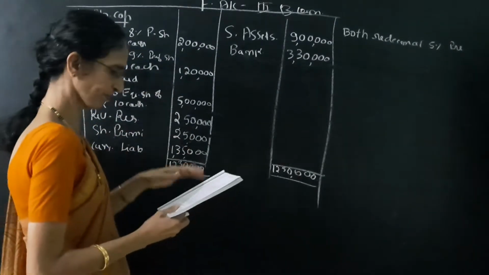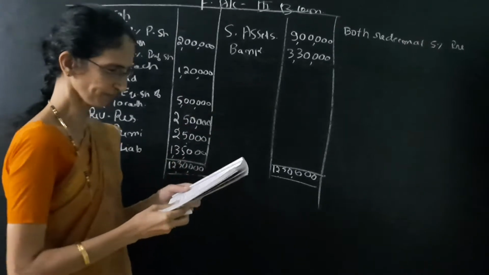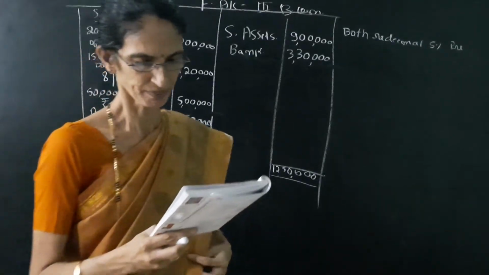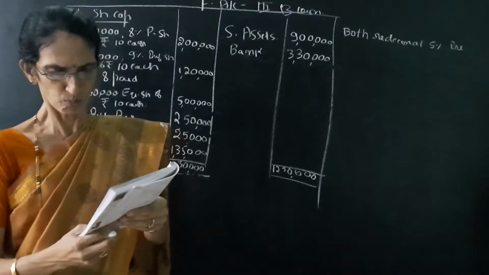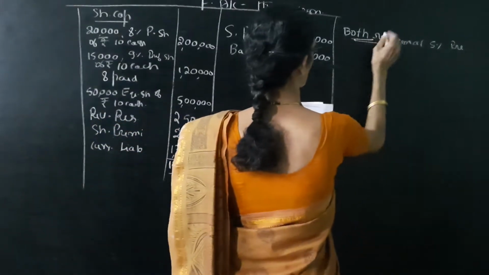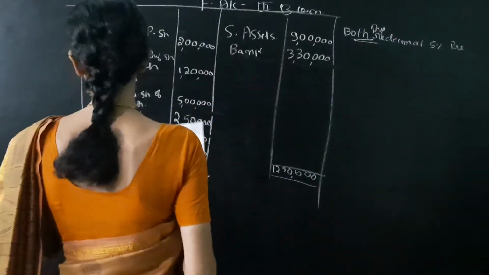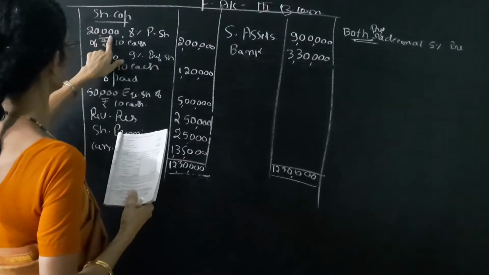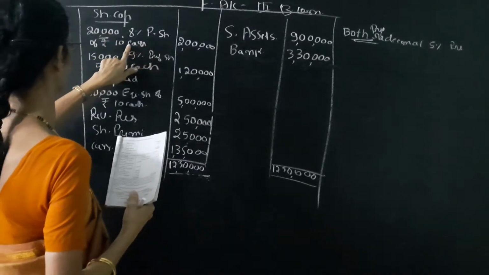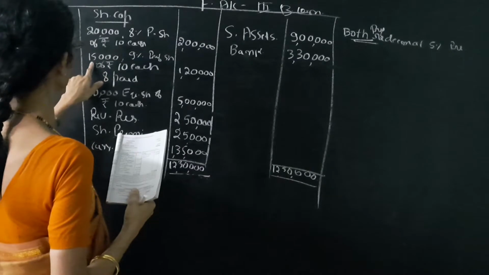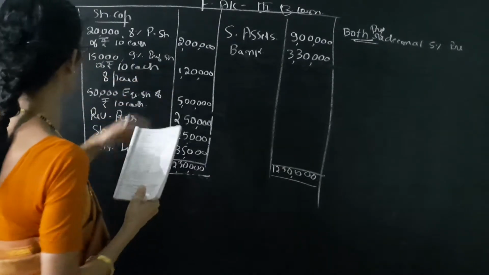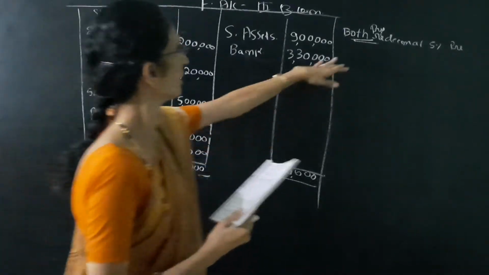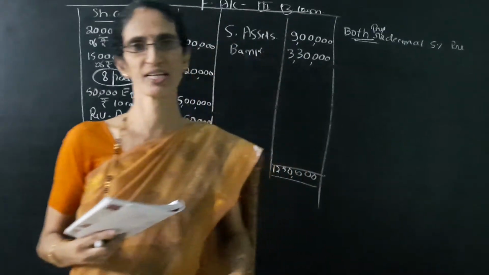Here one problem is given, with some adjustments. Problem is like this. I will read the adjustment. It was decided to redeem both the classes of preference shares. Both classes means, you see here in the problem, share capital is given as two preference shares. One is 20,000, 8% preference shares of rupees 10 each, fully paid, and 15,000, 9% preference shares of rupees 10 each, 8 paid, that is partly paid. You have to redeem both the preference shares.